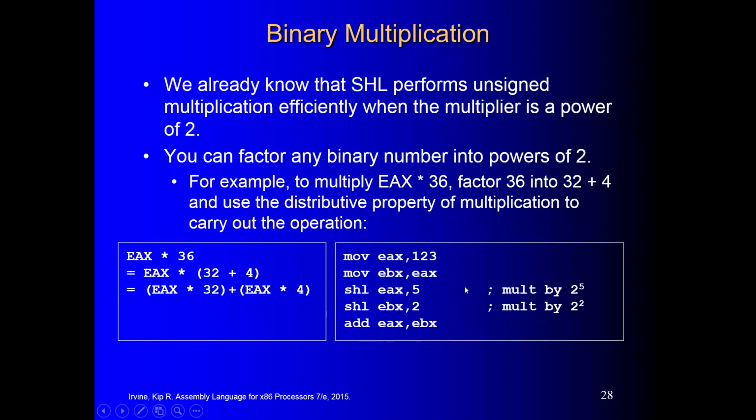This is the corresponding coding. Copy 123 into EAX, then copy EAX into EBX. We are trying to calculate the second part here using EBX. That's why we copy EAX into EBX. Then we're going to do this shifting. This is 2 to the 5th power, so we shift EAX to the left 5 times. This is 2 to the 2nd power, we shift EBX to the left 2 times. And finally, we add EBX into EAX, and EAX is holding the result.